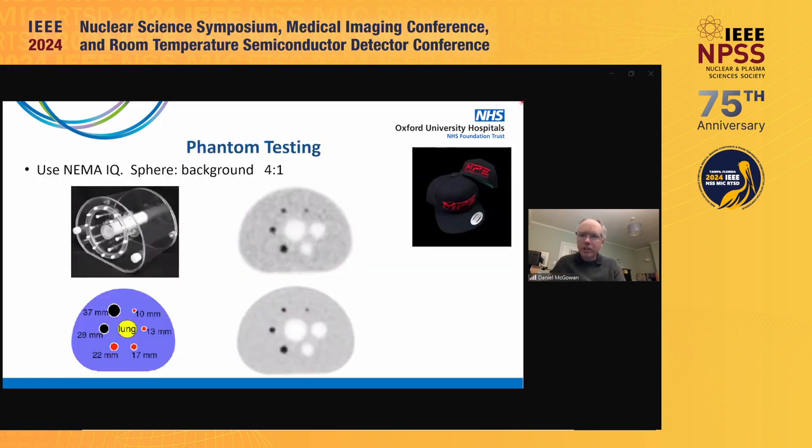Then, with my physics hat on, we wanted to test this with a phantom as well. We used the NEMA IQ phantom, the standard phantom we've already mentioned so far. This had 4 hot spheres and 2 cold ones. Here you can see the OSEM image, and here you can see the MAP algorithm. You can see a much smoother background and much better defined spheres. So this is clearly better.